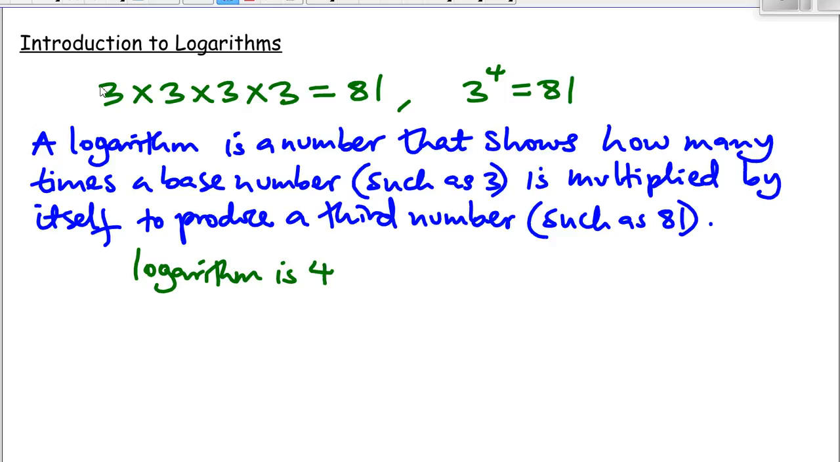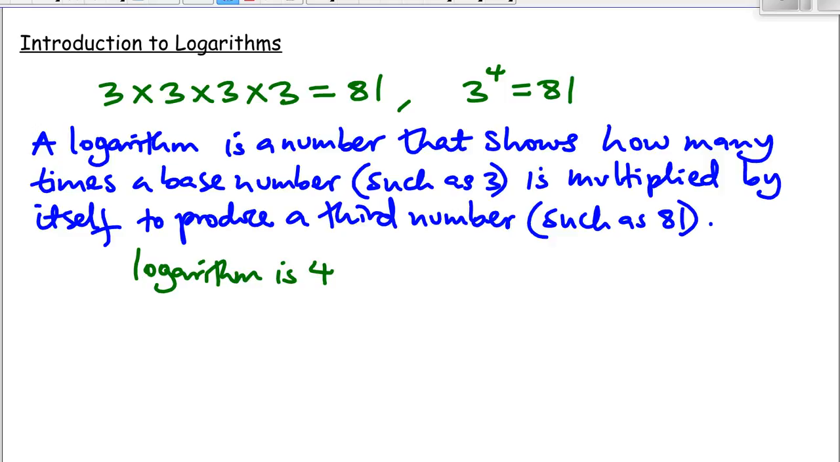Well, I know there's some confusion here. Just pay attention to the definition of a logarithm. Now remember, it's a number that shows how many times a base number such as 3 is multiplied by itself to produce a third number such as 81. So the logarithm is basically the exponent in simple words.